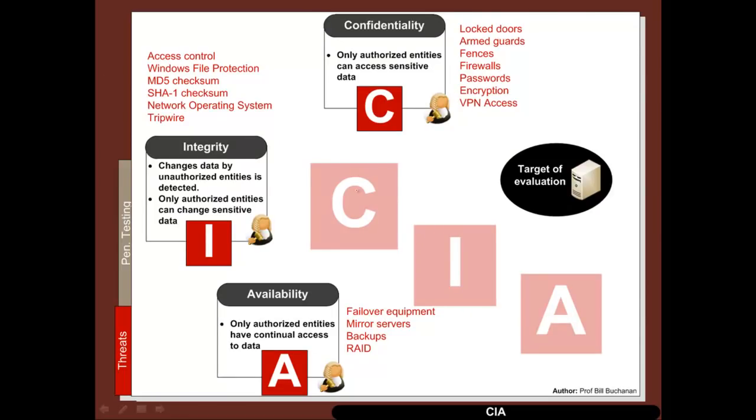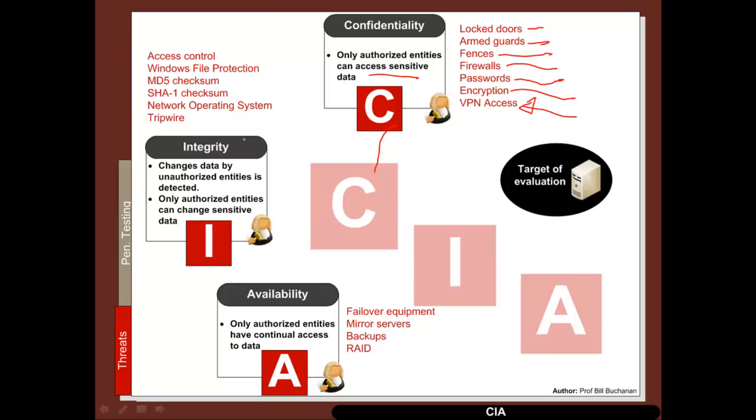A key focal point within Certified Ethical Hacker is CIA. So C stands for Confidentiality, and that's to make sure that only authorized entities can get access to sensitive data. So that might include locked doors, having armed guards, building fences as a deterrent, having firewalls on the outside of the network, having strong passwords, using encryption for data, and for external access, having VPN tunnels.